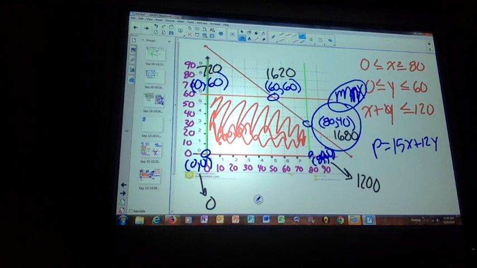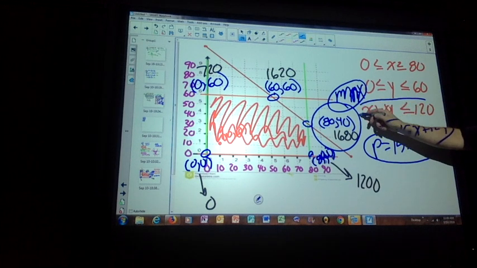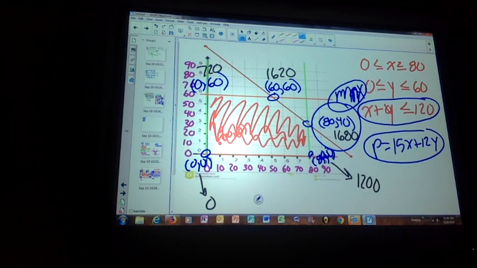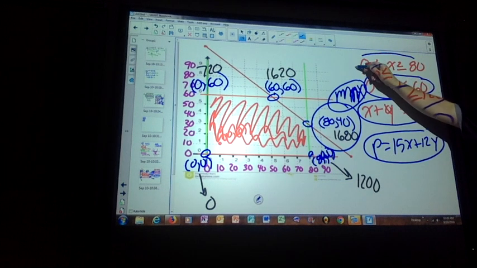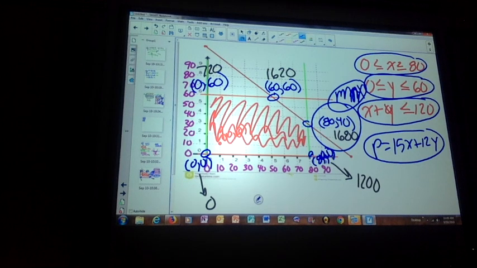And then the profit equation: profit for full size is $15 and $12 profit for collapsible. Okay, so that's where this equation came from. They said they could only make 120 bags per week, so between the two, they have to make somewhere between that many of the collapsible and that many of the full size. That's where that all came from.